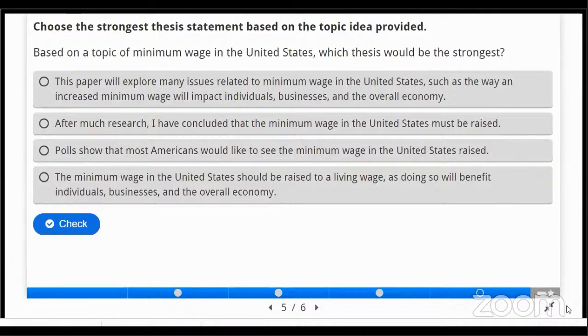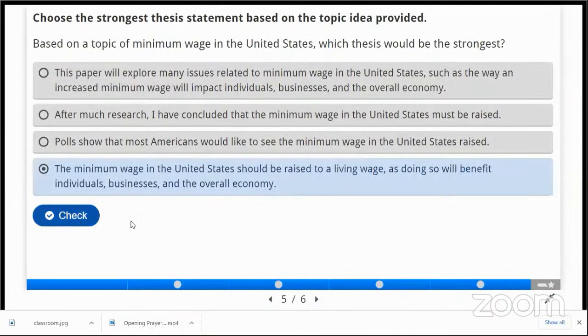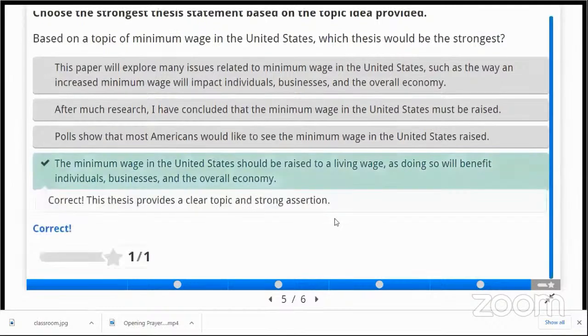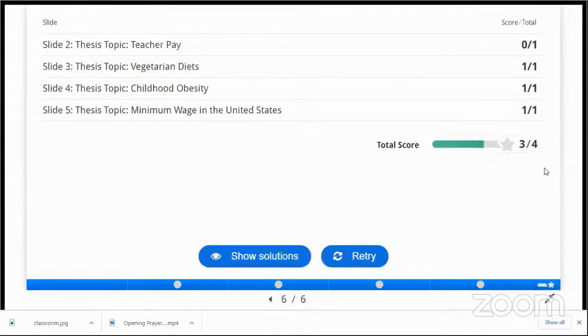What's your answer, Kate? The last one, ma'am. Okay. Why the last one? Why do you think it's the last one? Do you think it's the strongest thesis statement above all? Yes, ma'am. Raised to a living wage, ma'am. Living wage. Okay. And then it claims individuals will benefit, businesses, and the overall economy, right? Yes, ma'am. Okay, let's try. Correct. That's a great job, Kate. Thank you so much. That's our score for today.